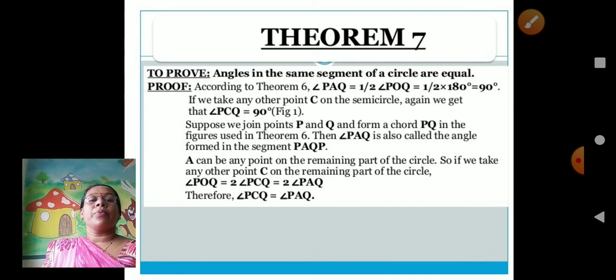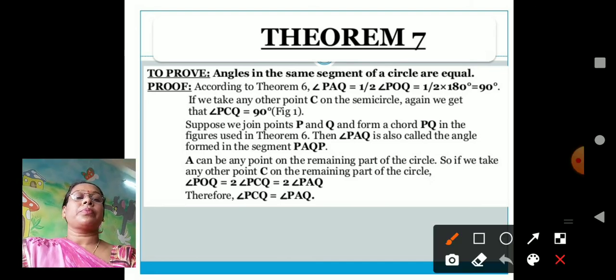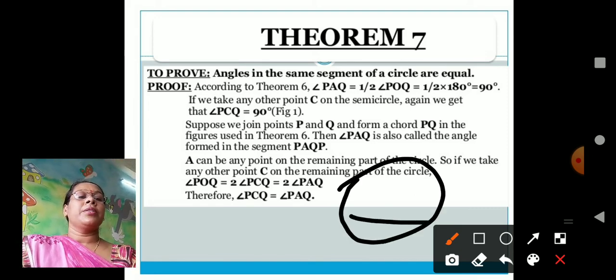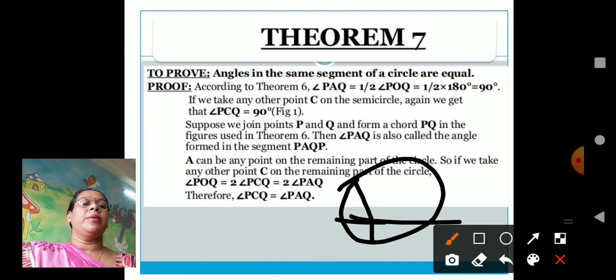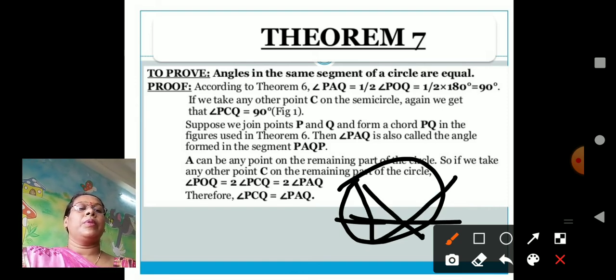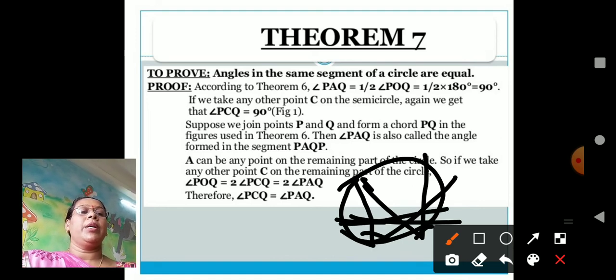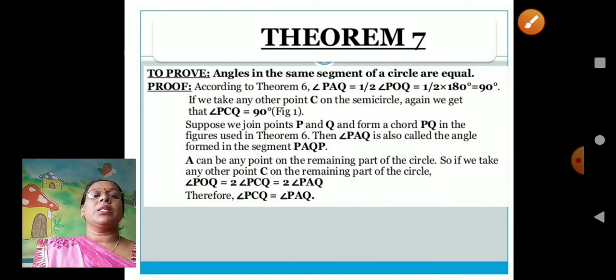Now next theorem, angles in the same segment of a circle are equal. Means if you consider one circle, see this is the circle and it is the segment, then angles in the same segment, see this figure, it is not proper, but this angle and this angle both are in the same segment and both are equal in measure.